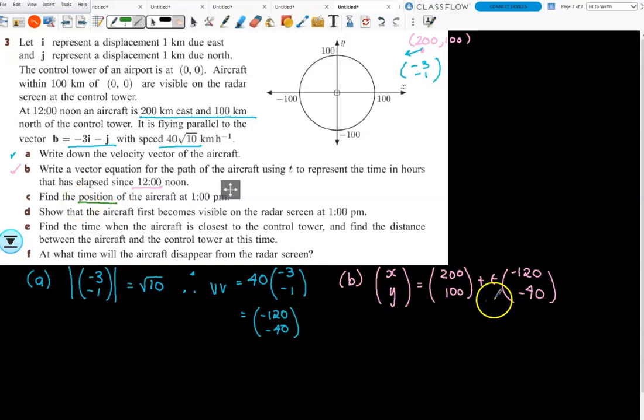So we've got our vector here. This is representing the position of the plane at any time. It's now saying find the position at 1 p.m. In other words, how much time has passed? 1 hour. So for part C, you're just going to sub in t equals 1 and we'll get our position of 200 plus 1 times -120. So that will give me 80. And 100 take 40, so 80, 60. Simple sub.